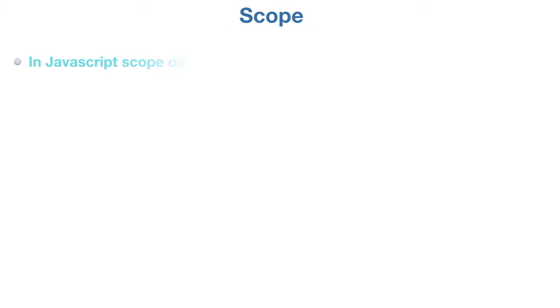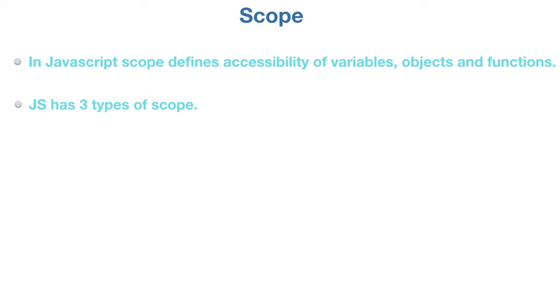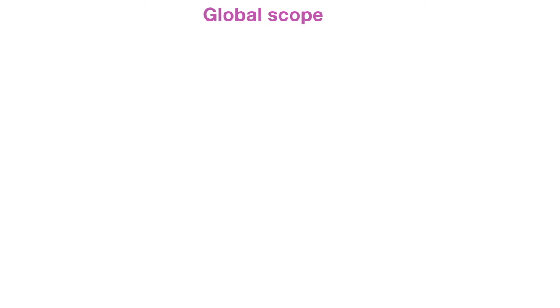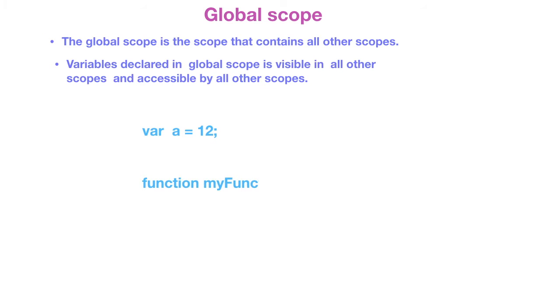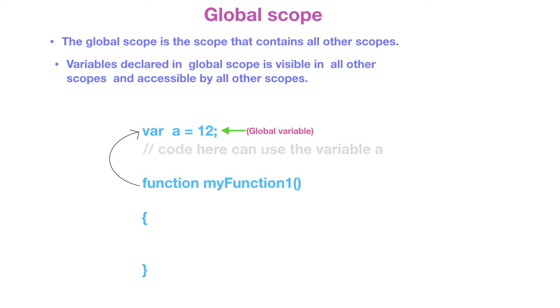In JavaScript, scope defines the accessibility of variables, objects, and functions. JavaScript has three types of scope: global scope, local scope, and block scope. Global scope is the scope that contains all other scopes. Variables declared in global scope are visible in and accessible by all other scopes. Variables declared outside of any function or block become global variables, and these variables are accessible from anywhere in our code.